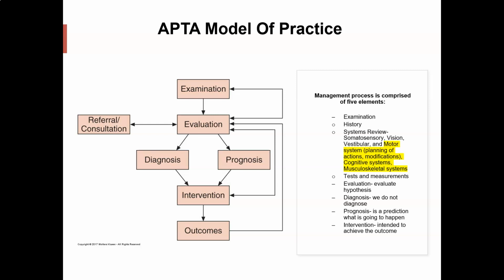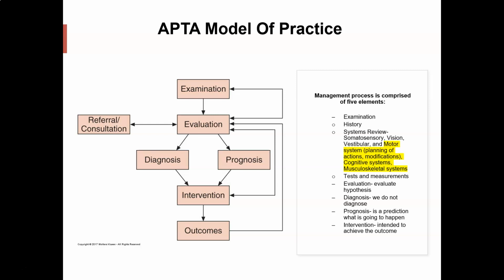In the history, you're going to obviously look at the medical history, the demographics. You're going to interview the patient, ask what their goals are. You're going to do a systems review, see if there's any comorbidities. And of course, there's lots of tests and measurements. You can test balance, circulation, gait, joints, range of motion, pain, posture, reflexes, self-care, etc.